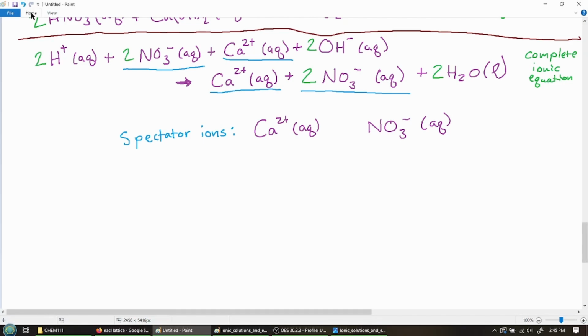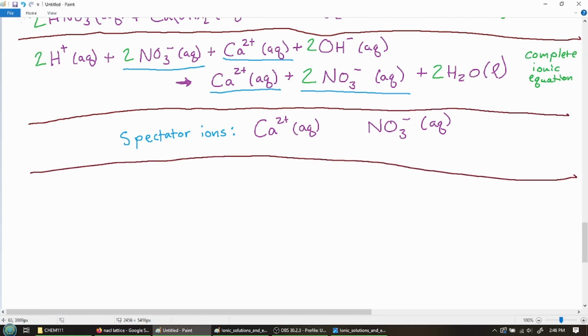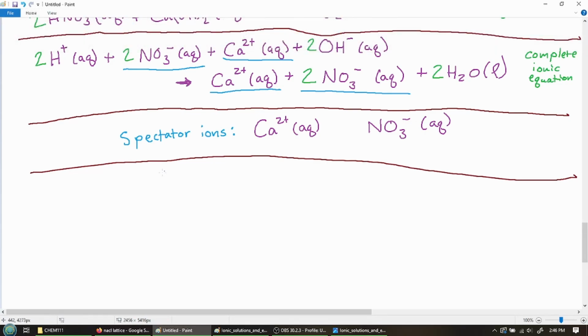Let's put a couple more dividers in here. Now what are we left with? This will probably look pretty familiar to us, right? We've got the aqueous hydrogen, and I will put our numbers in front of everything in a sec.